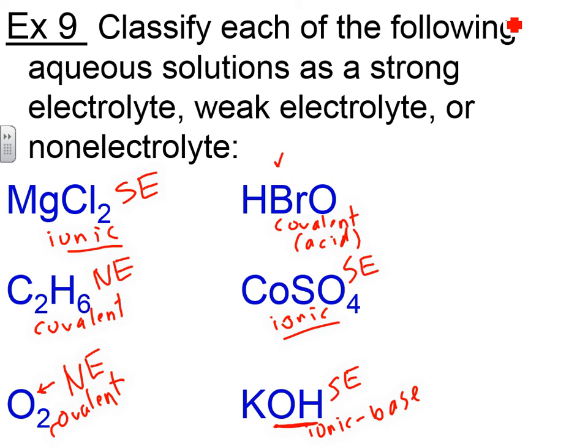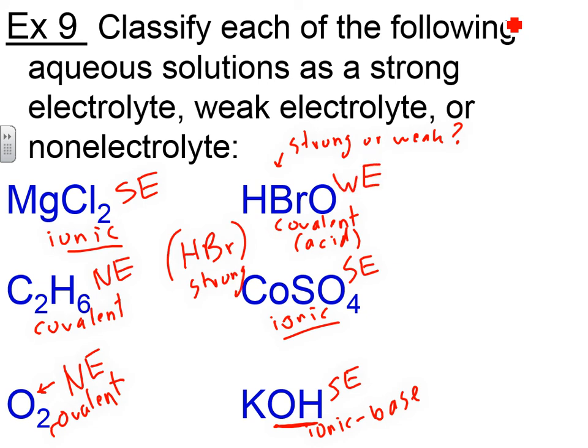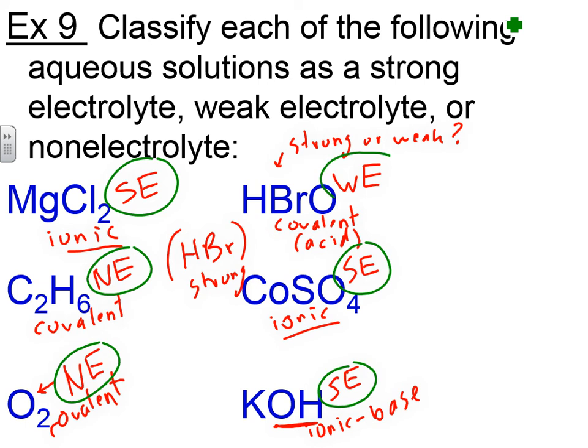Because we have a weak acid, it's not one of the 7 strong acids. This is actually hypobromous acid. Hydrobromic acid would be strong, it is one of the strong acids. But hypobromous is a weak acid, which means it is a weak electrolyte. And this is the only weak electrolyte on the list. So again, ionic compounds are strong electrolytes. Covalent compounds are non-electrolytes, unless they are acids, which makes them weak electrolytes if they are a weak acid. Hopefully that made sense. This wraps up the video for us.